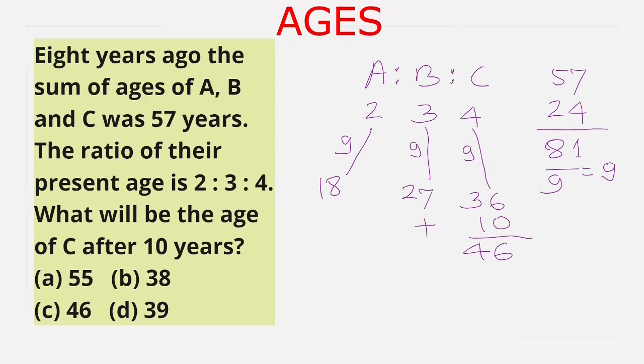The present age of A is 18, the present age of B is 27, and the present age of C is 36. If anything had been asked, we could have given the answer. And from the given options, our answer is option C, 46 years. We go to the next question.